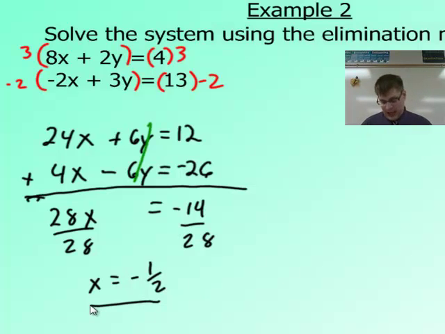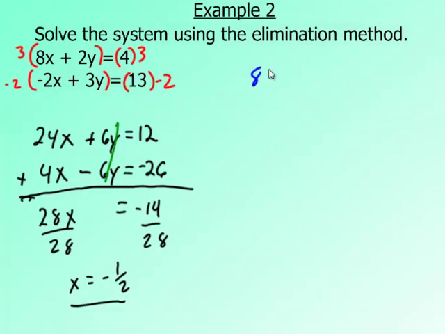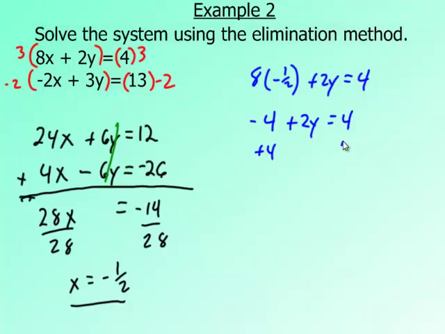Okay? Now that I have my x, I'm going to treat this like that first example and substitute it into one of the equations and find y. It doesn't matter which one. Let's do the first equation. We'll say 8x, and I'm substituting negative 1/2 into there, plus 2y is equal to 4. That's going to leave me with negative 4 plus 2y is equal to 4. I'm going to add 4, like so.